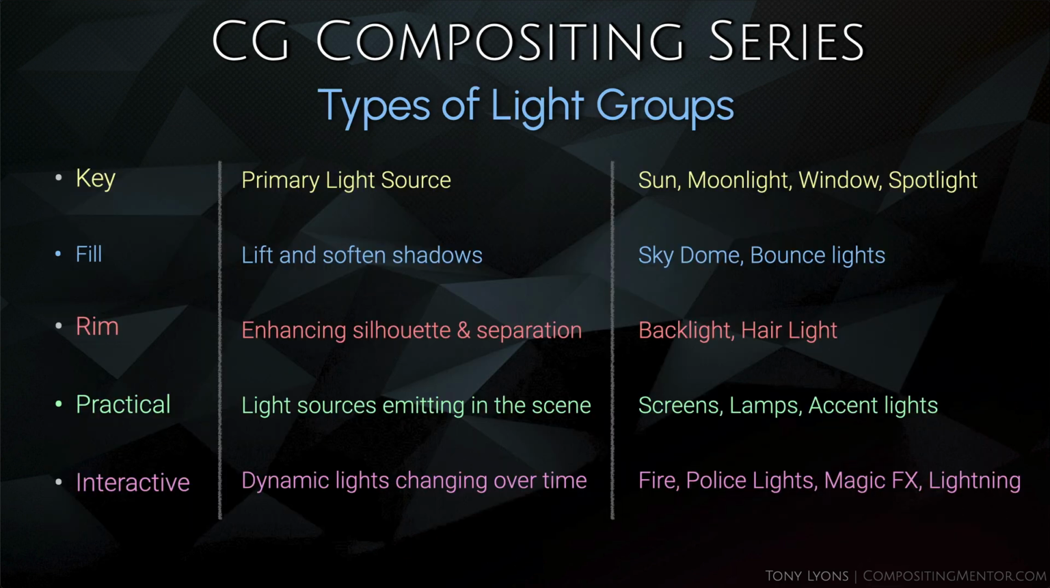Practical lights or practical lighting is something you might find in photography where the light sources that are in the scene are emitting light into the scene. So instead of having a giant light on the set, you might be using things like screens or street lamps or accent lights or candles just in the background as the source of light in the scene, lighting it up.